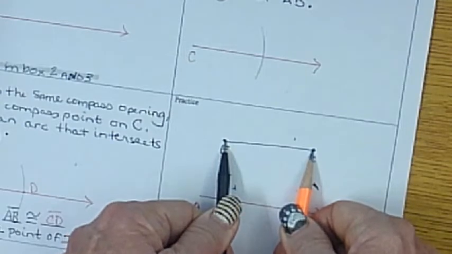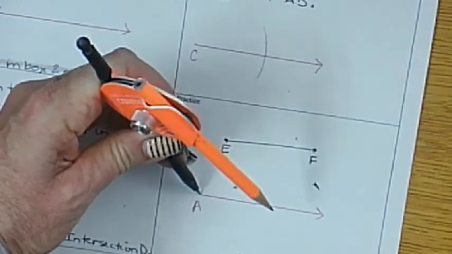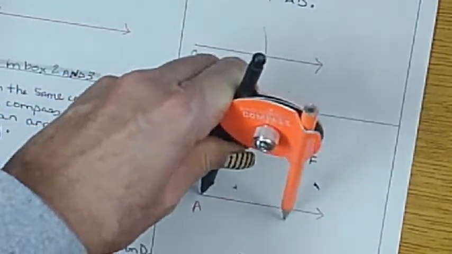Okay, and then my last step would be now to put my point on the endpoint of my ray and do what? Draw an arc so that it goes through the line. Okay, label that point of intersection whatever you want to label it.